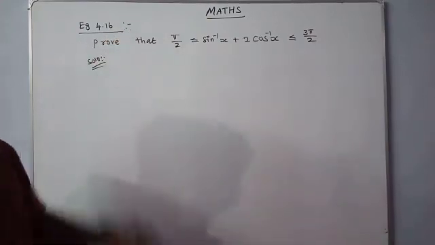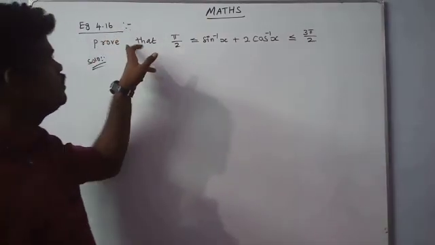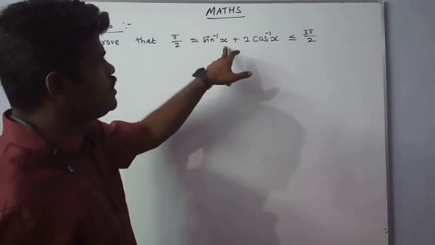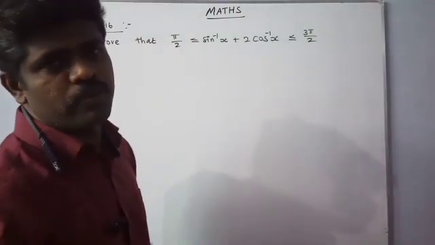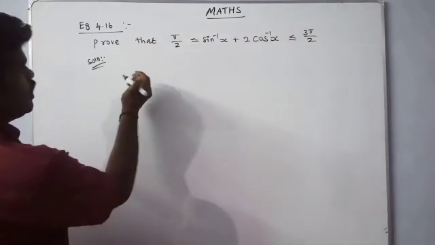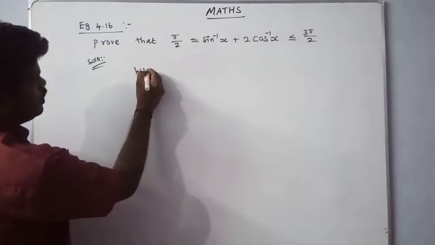Example 4.16. We want to prove the sum. Prove that pi by 2 is less than or equal to sin inverse x plus 2 cos inverse x, which is less than or equal to 3 pi by 2. Now we want to know the result.